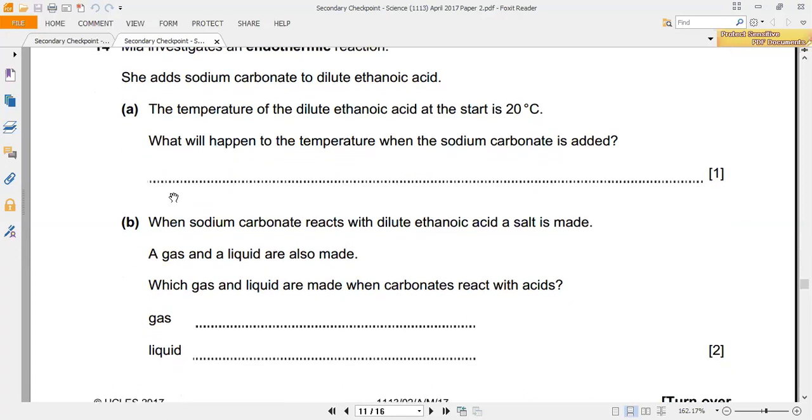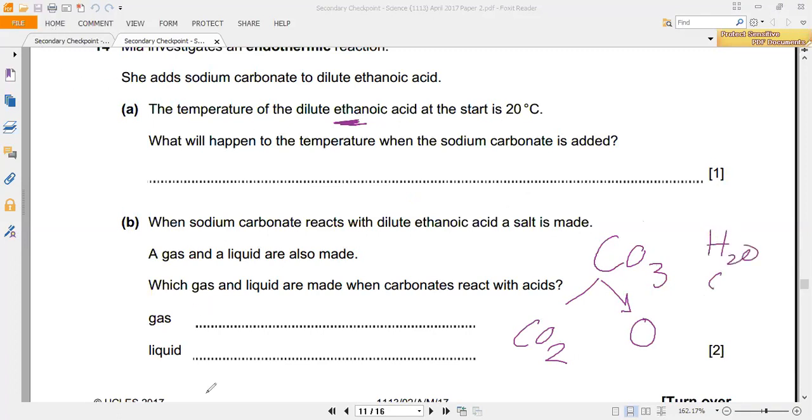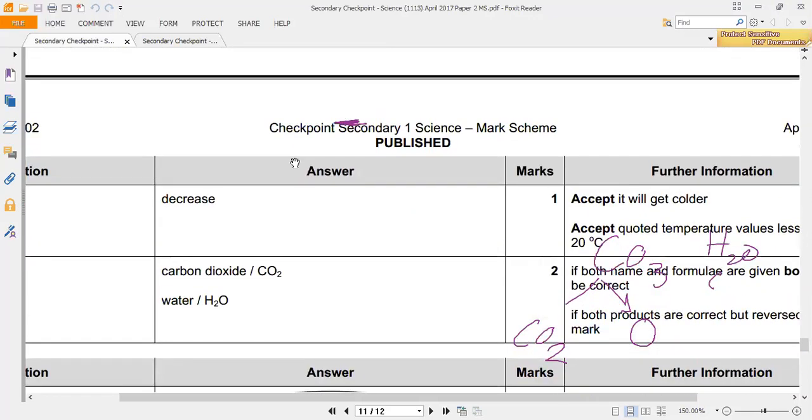B, sodium carbonate reacts with dilute ethanoic acid. Which gas and liquid are made? Of course, the gas is carbon dioxide and the liquid is water. You can write this down because it's important. Carbonate is CO3. It always gives you CO2 and there's a remaining O. This O always reacts with the H from the acid in order to give you H2O. So we have carbon dioxide plus water. I will just remove the annotation. Sorry.